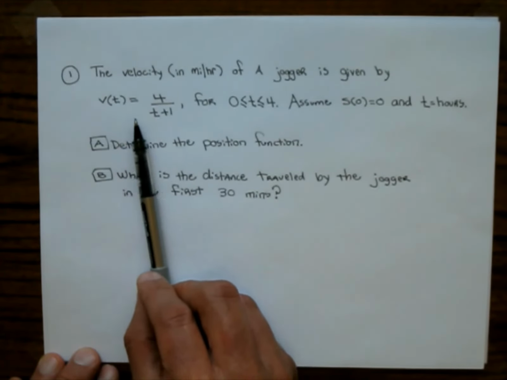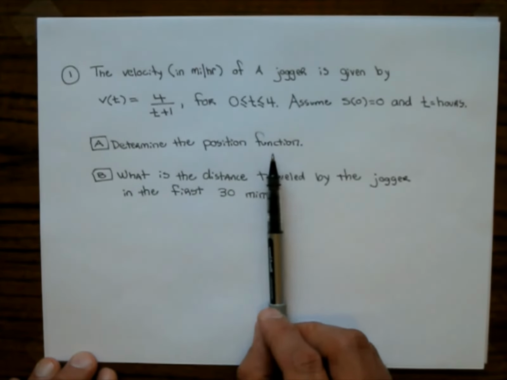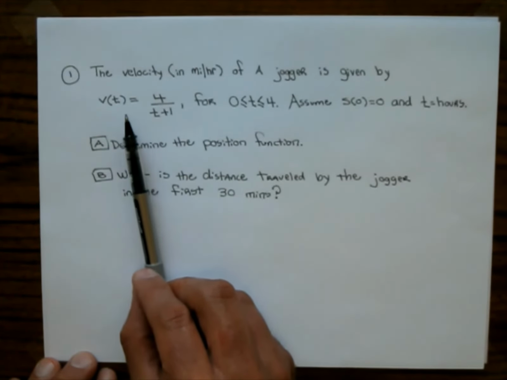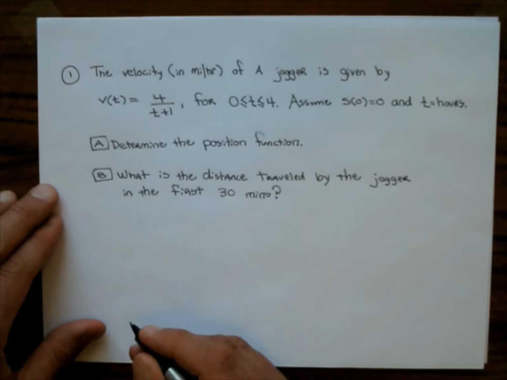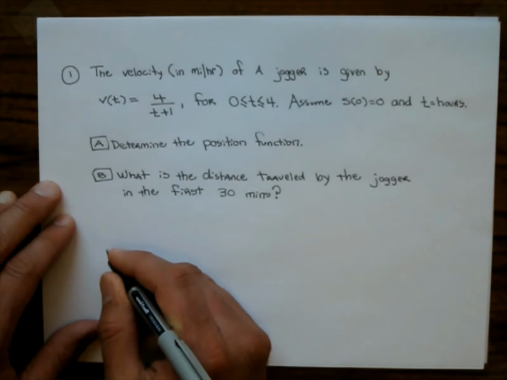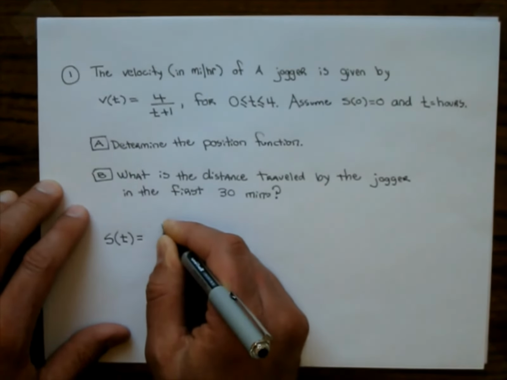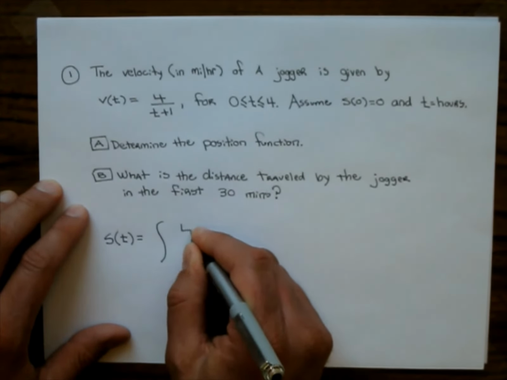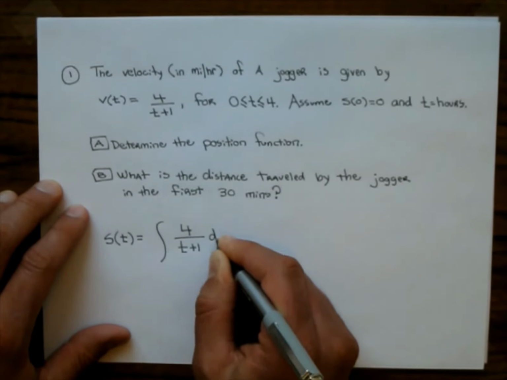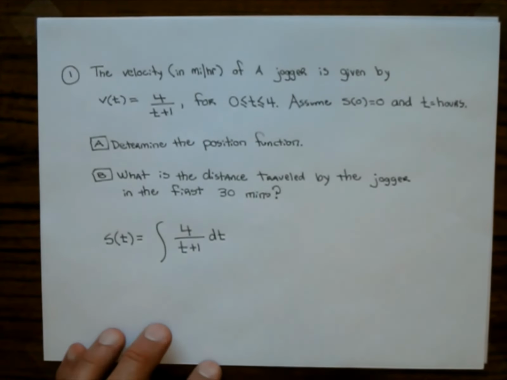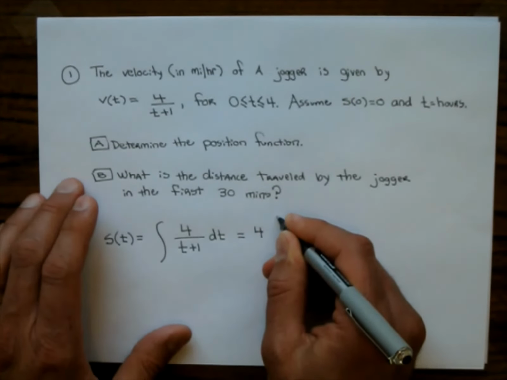So look, here's velocity. We want position. So what are we going to do? We are going to integrate v of t to get the position function. So let's go ahead and do that. The position function we'll call s of t. I'm going to integrate that. And bring the 4 outside.